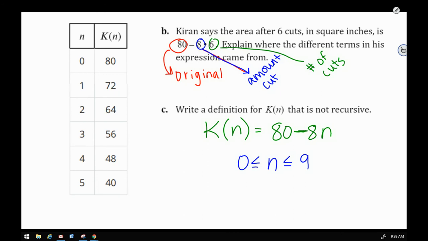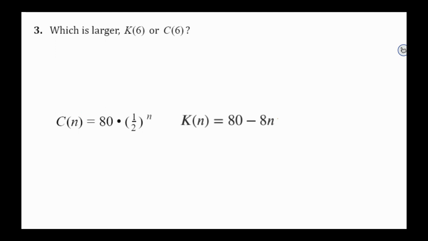All right, so that number 3 question is at the top on the right of this paper, and it says, which one is going to be larger, K of 6 or C of 6? Using your equations, you have 2 equations, this one that we just created and the one that we had originally for Claire. So use your calculator, do the math. Which one is larger, K of 6 or C of 6?